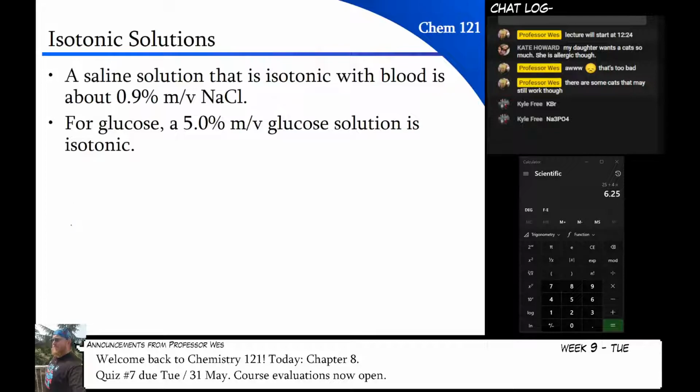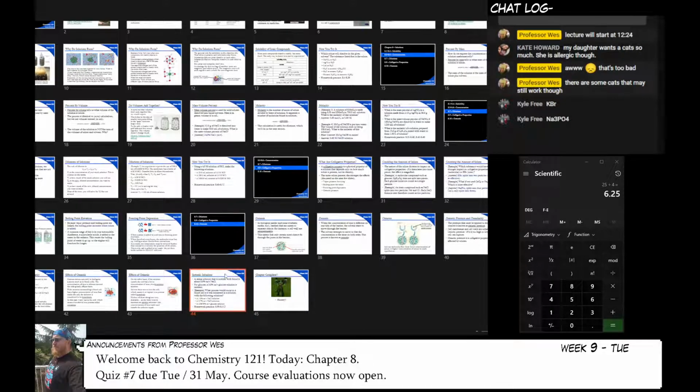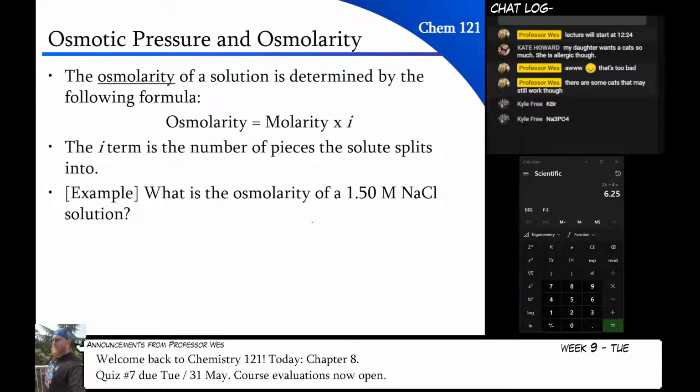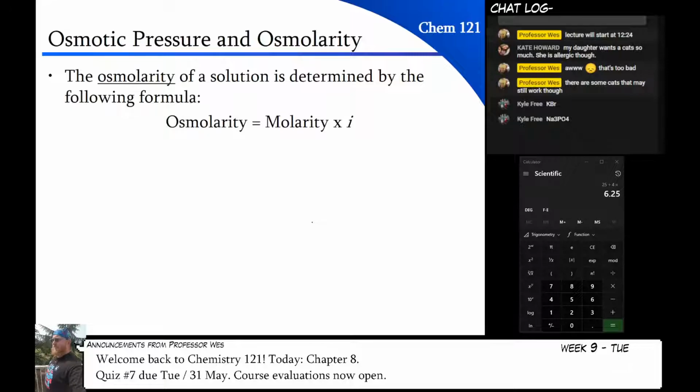Now I'm going to go back a few slides here. We're going to go back to the formula that I just skipped. You can see that we're on the last slide here. Where is it? There it is, osmolarity. What we're going to do is we're going to assign a number to a solution so that we know which solutions have the same osmotic impact, basically. And so this is called osmolarity. What osmolarity does is if you have two different solutions that have the same osmolarity, they will have the same influence on osmotic pressure.